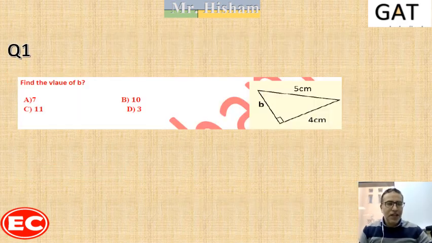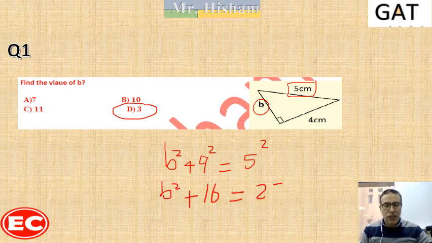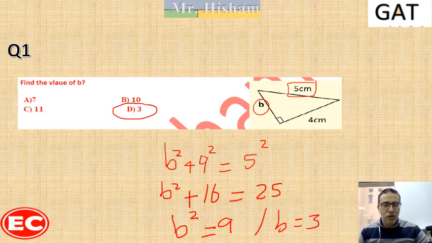For the first question, I have to find the value of B, and it's clear that I have a right angle triangle. One of the legs is 4, the other leg is unknown, and I have the hypotenuse. We said a few minutes ago that we have important triples, 3, 4, 5. So if you know the answer, it's 3. If you want to write down the steps, B square plus 4 square is equal to 5 square. So B square plus 16 is equal to 25. By subtracting 16 from both sides, B square is equal to 9. By taking the root, the value of B is equal to 3.